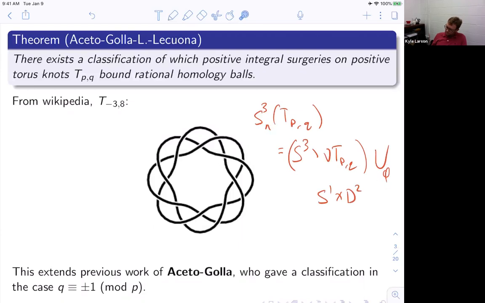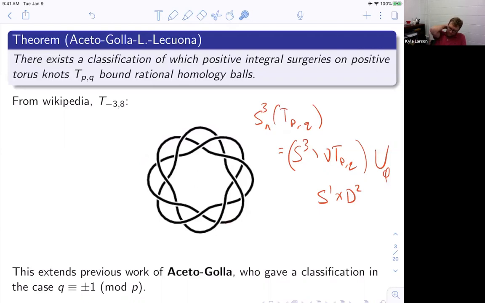I imagine almost all of you have seen Dehn surgery before. So this integer n tells us how we do this re-gluing. We glue in the solid torus. And since this is a positive integer, there's actually an associated four-manifold, the trace of the surgery. So we could also think of attaching a four-dimensional two-handle along our knot with framing n, and the boundary will be this three-manifold, this surgery.